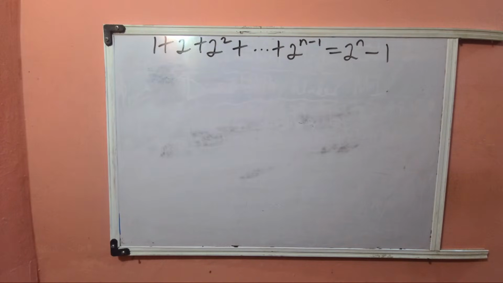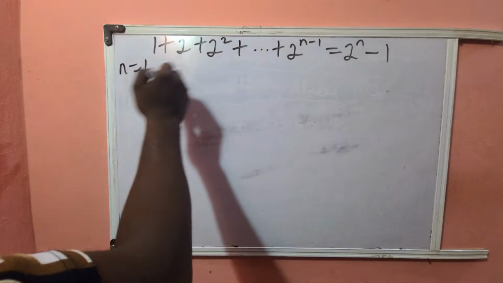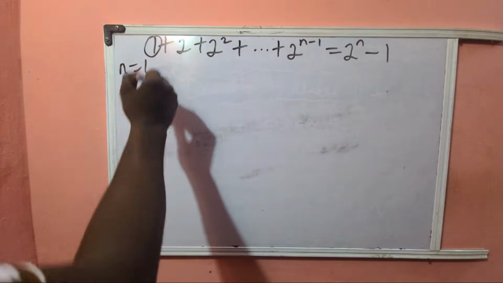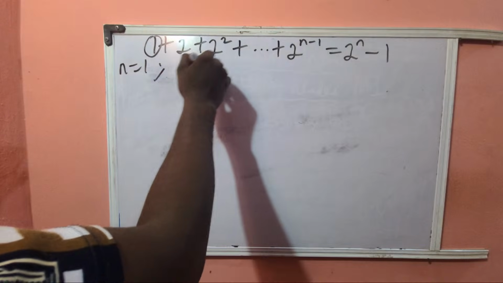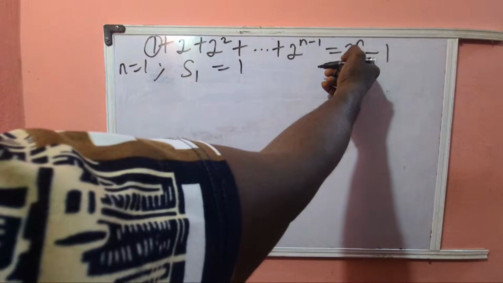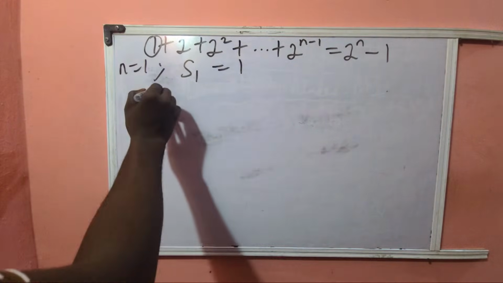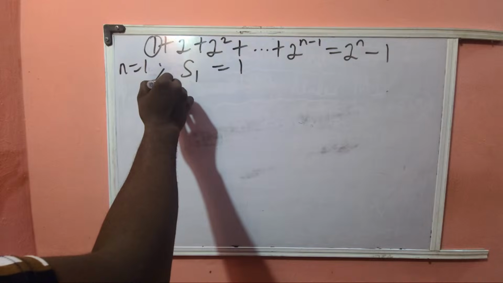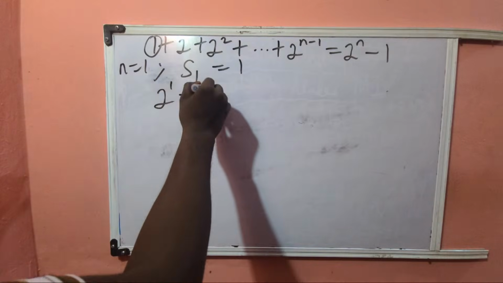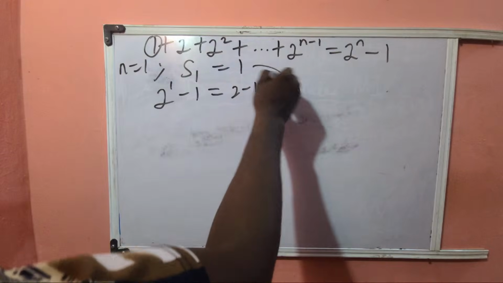So let me start mine. The base step for n equals 1. I know that this is the first sum. So my n equals 1. My sum of 1 was 1. So I go on to investigate if that was the case with the formula. From the formula, they told me that the sum was always going to be 2 raised to power n minus 1. That's 2 raised to power 1 minus 1, which equals 2 minus 1, which equals 1. So I saw that they were equal.